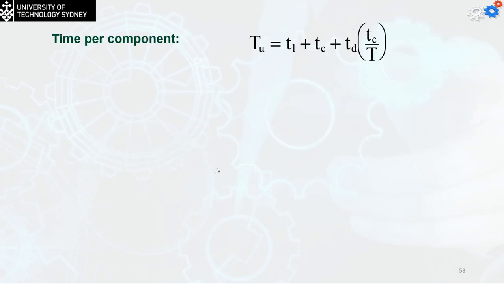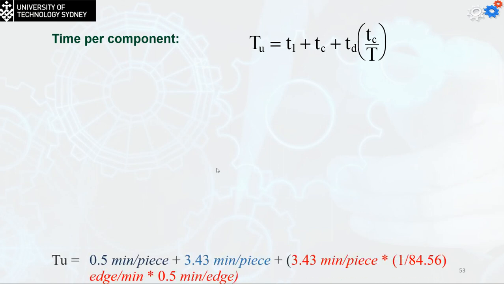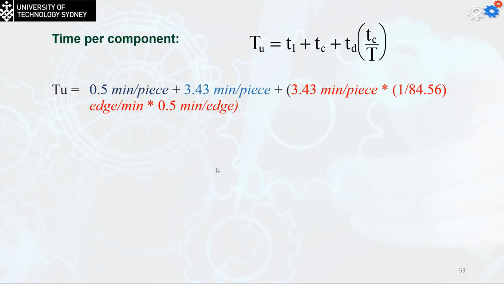Now we go to the time per component, and this will be equal to the loading unloading time plus the time of the machining plus the tool changing time. So we can add these values by using this equation, substitute that, and we're going to get that the time is going to be equal to 3.95 minutes per piece required.